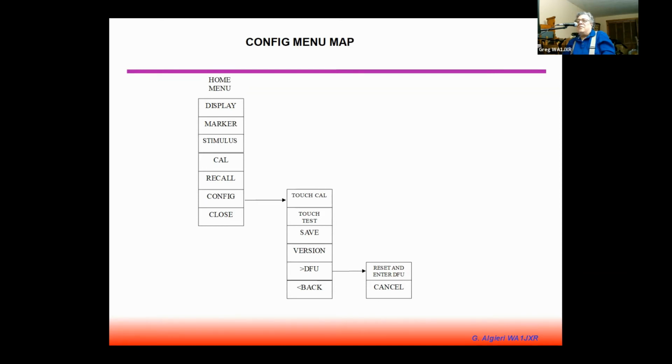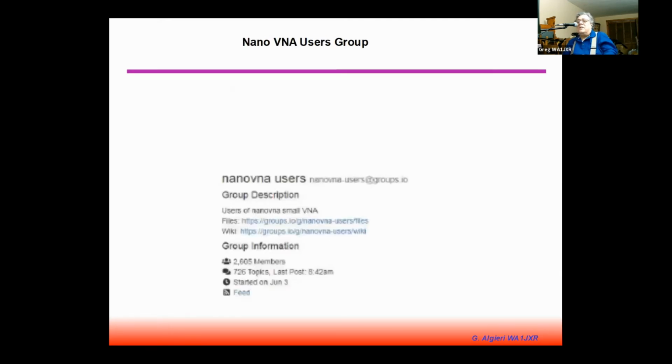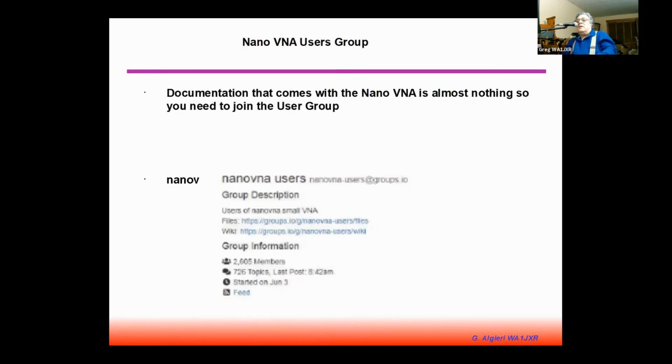DFU, I think, is a way of either downloading or resetting the firmware. I've never used that, actually, so I don't know what that does. And then, of course, close just closes the home menu. So that's the whole menu structure. It's a little bit intimidating, but you don't end up using all that stuff when you're doing typical measurements. There's a few things that you use every time, and it's not all that difficult.